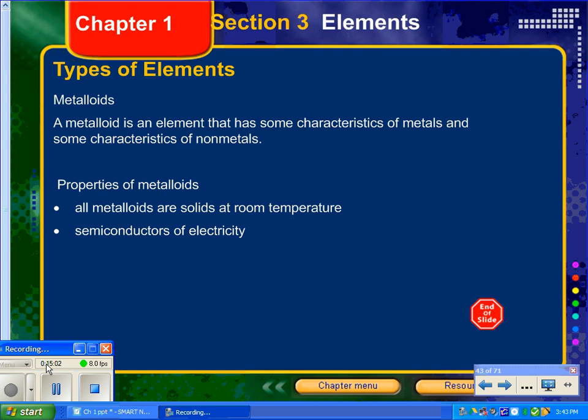Metalloids: an element that has some characteristics of metals and some characteristics of nonmetals. These are all solids at room temperature, and these are called semiconductors. These are found a lot in computers and cell phones. Anything that has an electrical circuit will have a semiconductor. We only want it to conduct small amounts of heat and electricity.